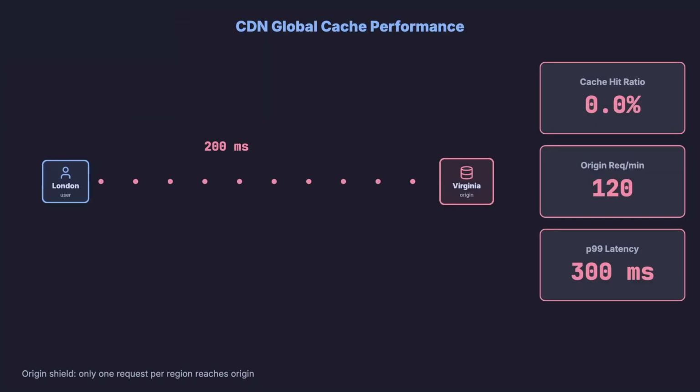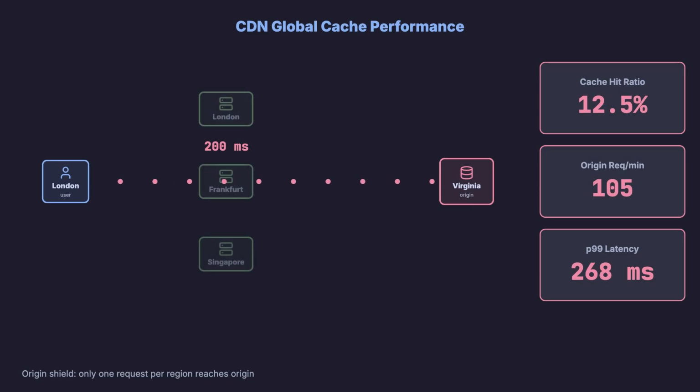Look at a global e-commerce site with millions of product images and an API for pricing. Without a CDN, a user in London hitting an origin in Virginia faces at least 80 milliseconds of transatlantic latency, plus server time, easily 200 milliseconds total. With a CDN, the edge in London serves the image in 20 milliseconds.